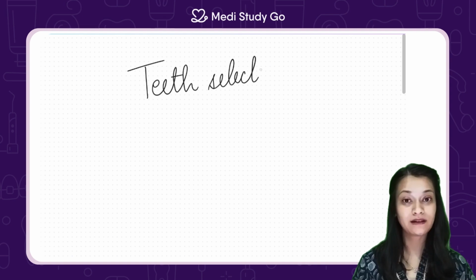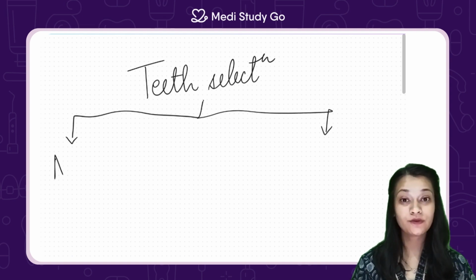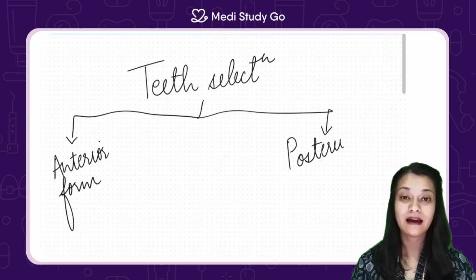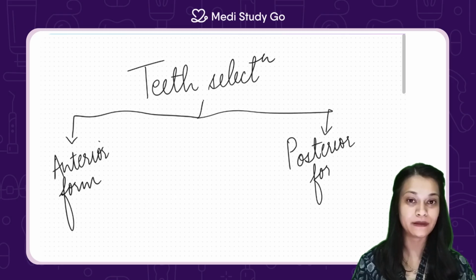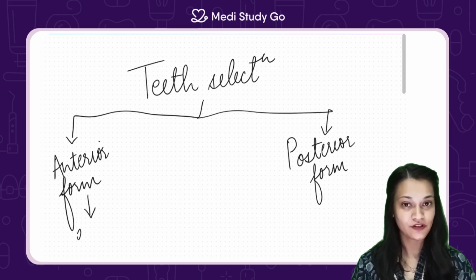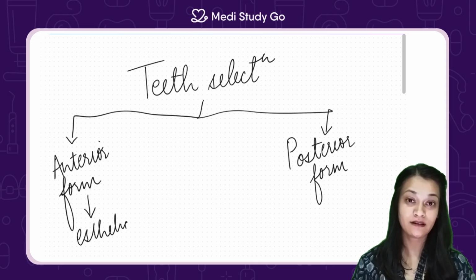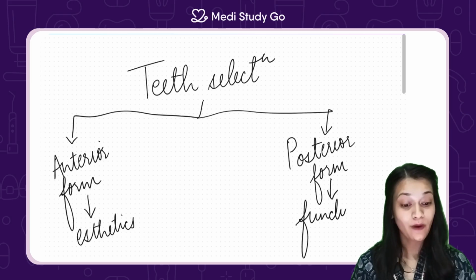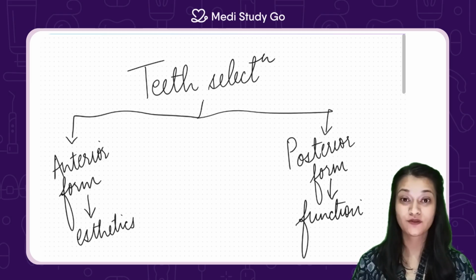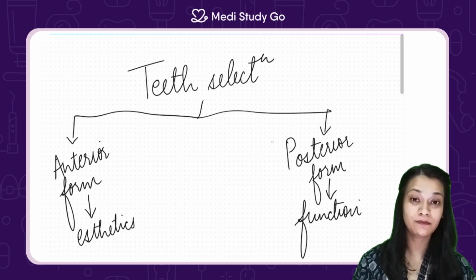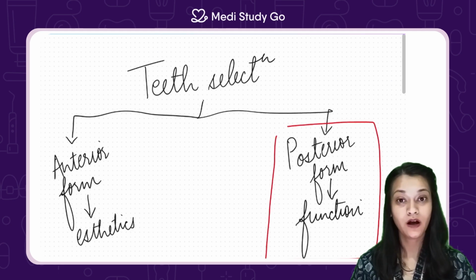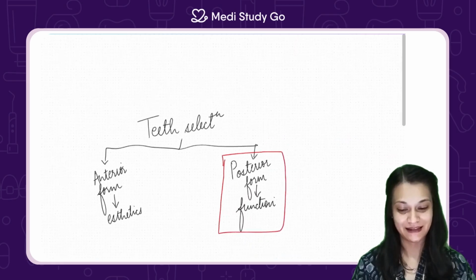Let's just quickly understand one thing. When we talk about teeth selection, we are going to broadly divide them into two types: the anterior selection of teeth and the posterior form that will be selected. As the name suggests, the anterior selection is going to govern the aesthetic requirement of your complete denture, while the posterior tooth form is going to govern the function and the masticatory efficiency of your complete denture. And today we shall be looking into the posterior form of complete denture teeth selection.